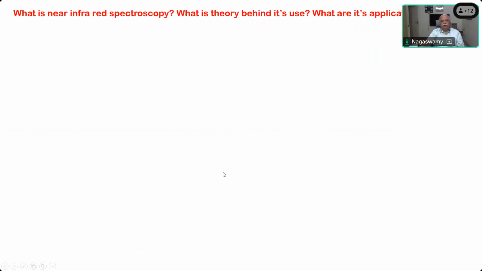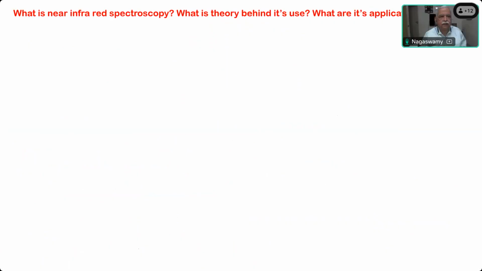What is near infrared spectroscopy? What is the theory behind its use and what are its applications? Nowadays we talk of NIRS, near infrared spectroscopy. Where is it commonly used? Which surgery or which surgeons use that? You've not heard of it? Neurosurgeon.